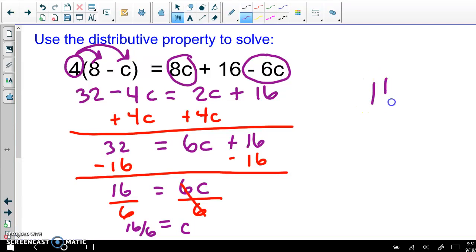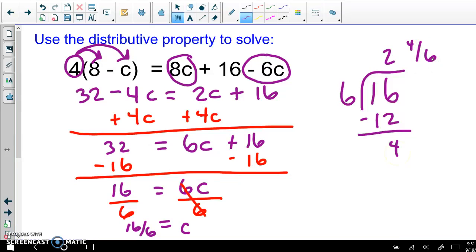I know that 16 divided by 6 will help me turn this into a mixed number. So 6 will go into 16 twice. 6 times 2 is 12. 16 minus 12 is 4. So this would really be 2 and 4/6, which I can further reduce. I know that 2 and 4/6 is the same as 2 and 2/3.